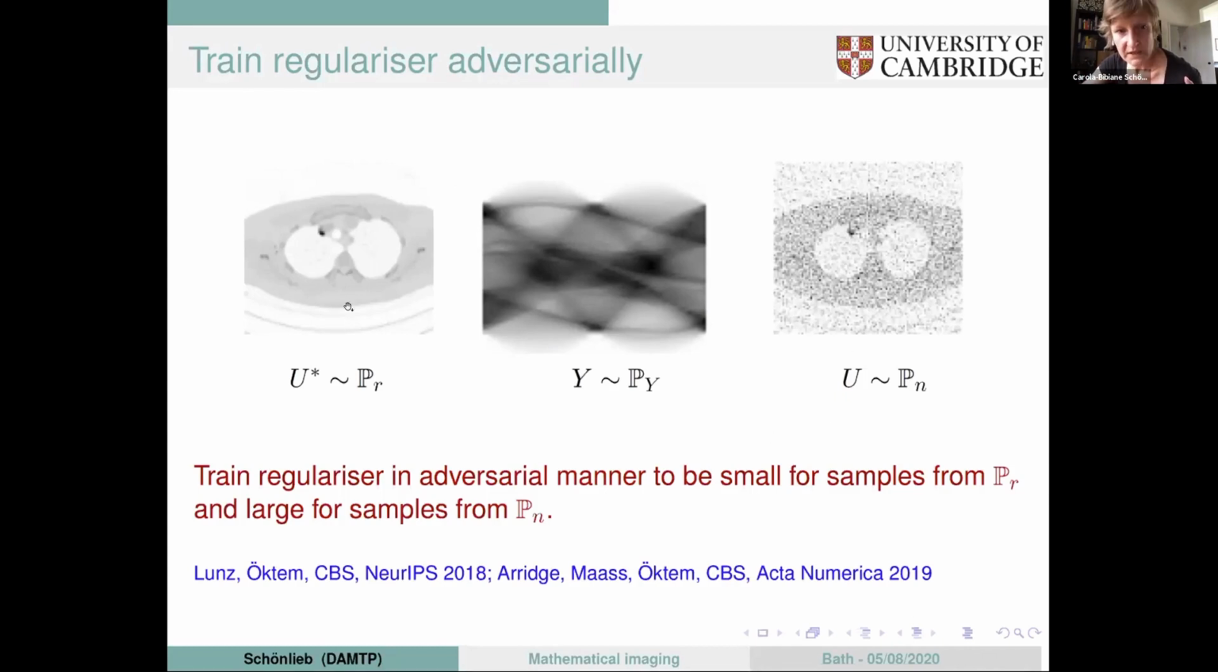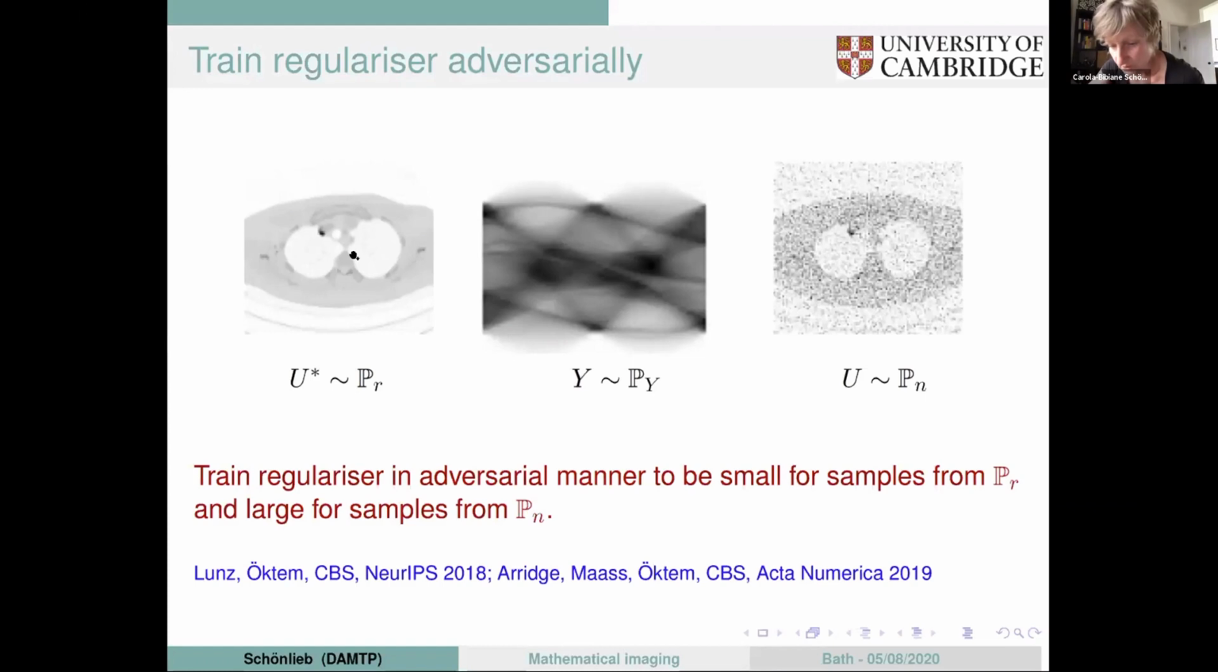So what we now want to do, we create such a training set in this manner, ground truth images and filtered back projection images, and then we create lots of samples from those, and we summarize them in two distributions, one that I call PR, these are the ground truth images, and one that I call PN, which are my noisy, corrupted images. And now I want to train the regularizer in an adversarial manner such that the regularizer is large for images like this and is small for images like this.